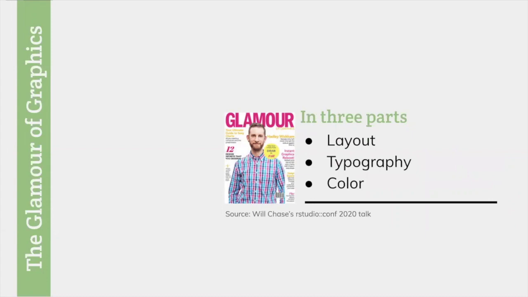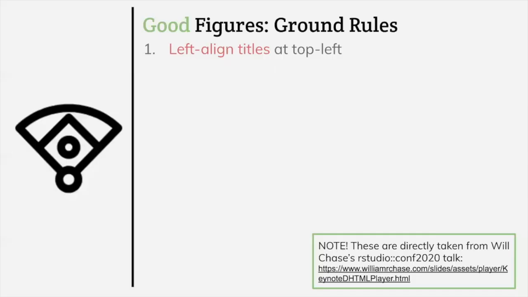So the three parts here are layout, typography, and color. So when we're talking about layout, we're talking about left aligning titles. So these are some of the ground rules. And these are taken directly from Will Chase's talk. I just made slides on my own.